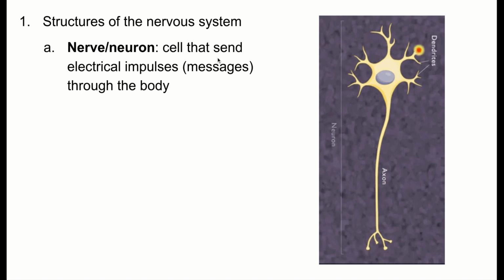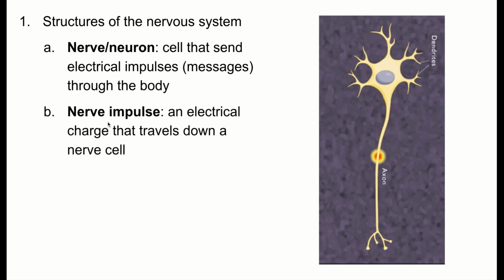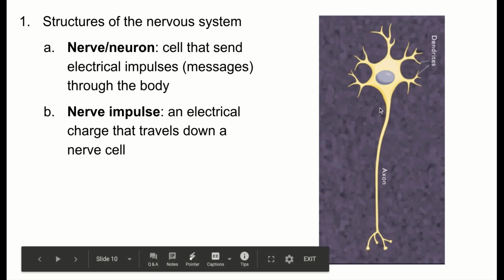This is a cell that sends electrical impulses, messages, through the body. Detail B, the nerve impulse. This is an electrical charge that travels down a nerve cell. So when you think about your nerves sending messages to each other, they do it by sending electrical signals all the way down their sometimes very long body.